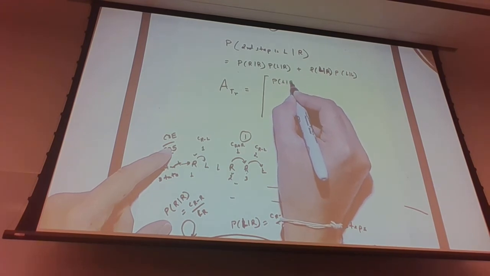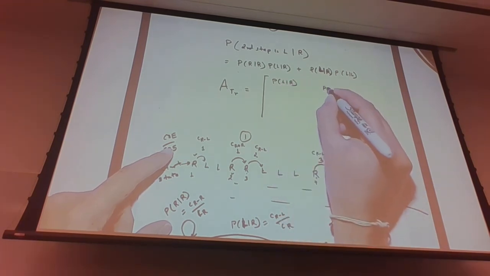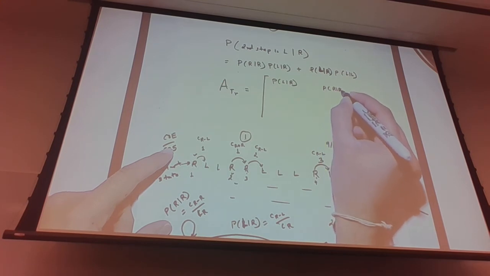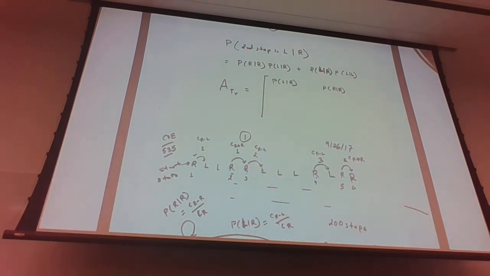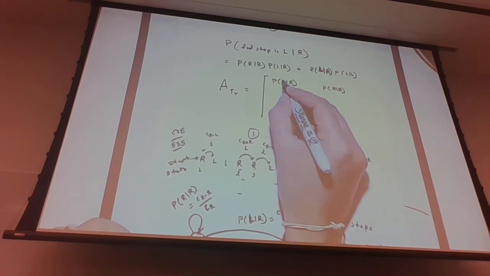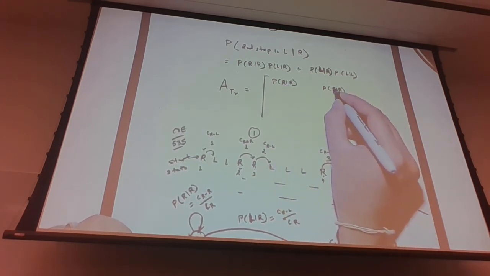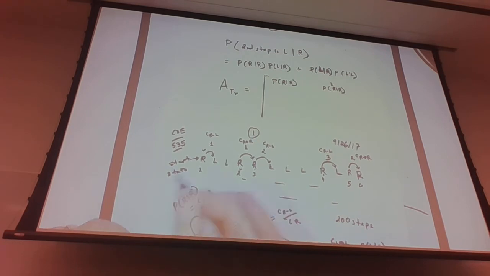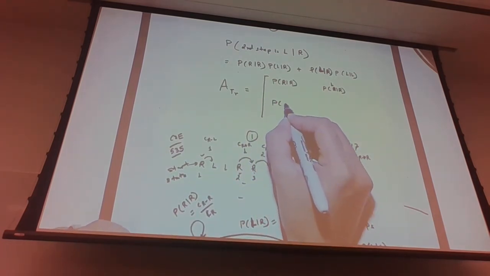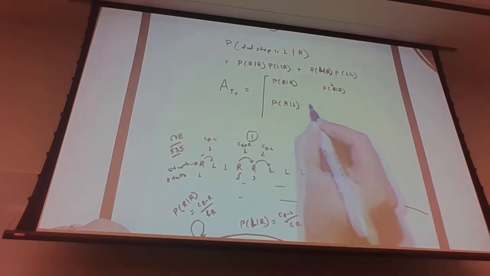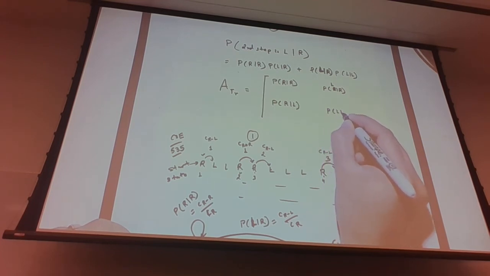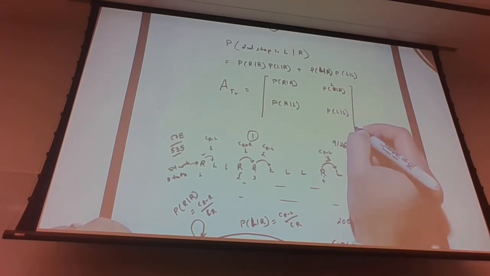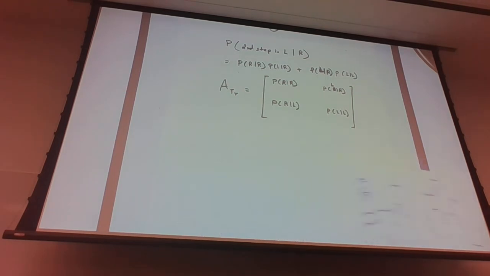L given R, probability of R given R. Actually, like this. R given R, then L given R. Right? And then you say probability that R given L and probability L given L. You can write it like this. This is the transition matrix.